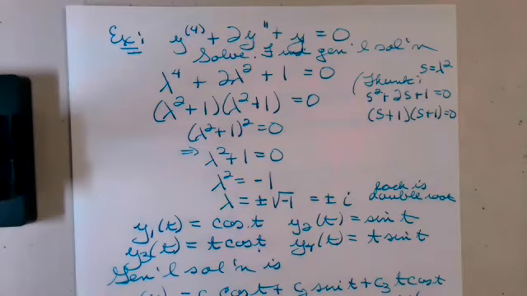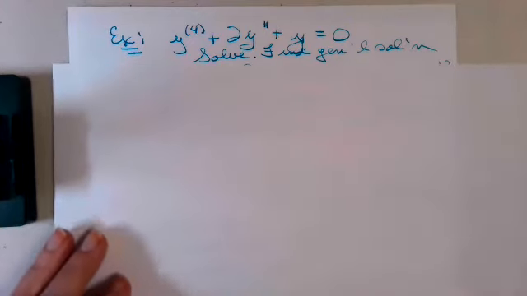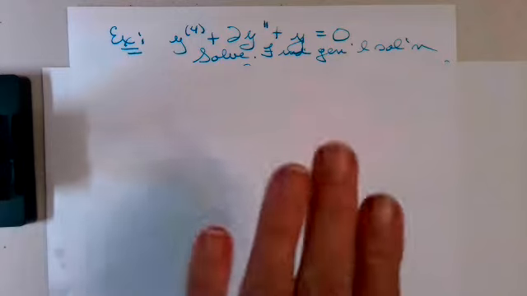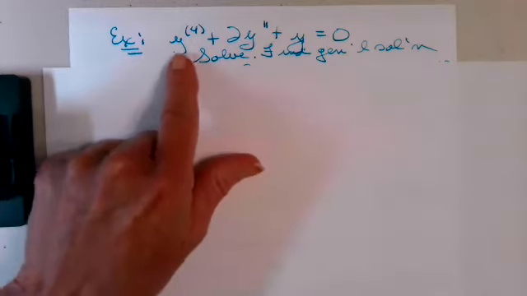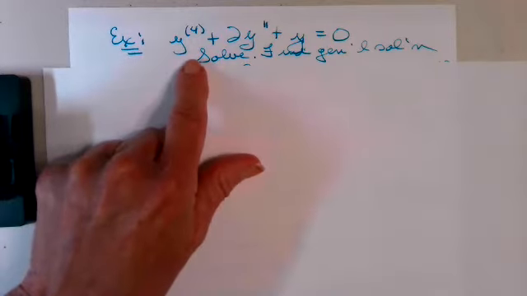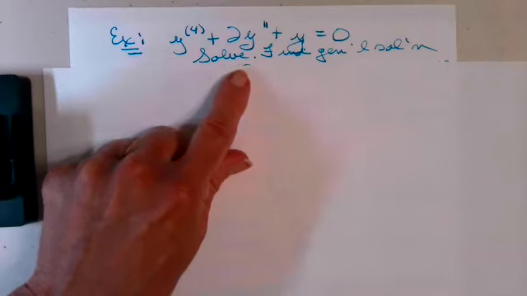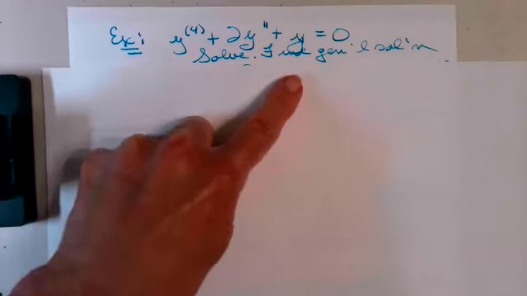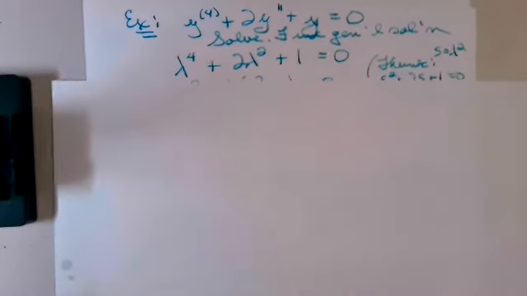Okay, now let's look at another example. It's easier to look at this line by line. We're just going to do this and not worry about initial conditions. So we have a 4th order equation: the 4th derivative, plus twice the 2nd derivative, plus the function equals 0. Solve it. Find the general solution.